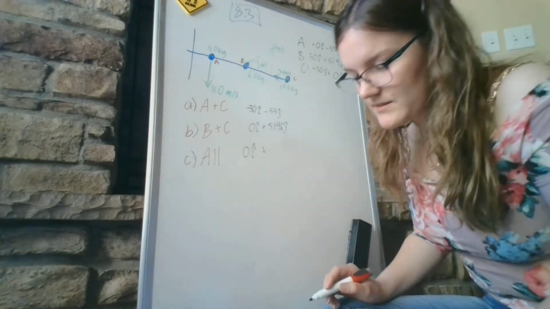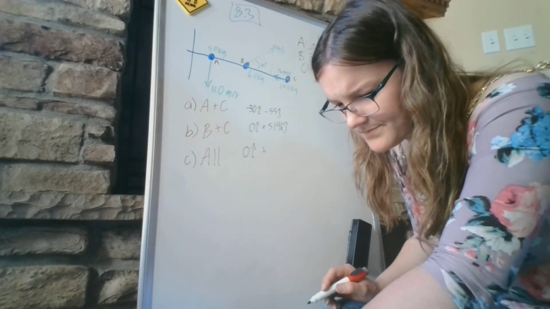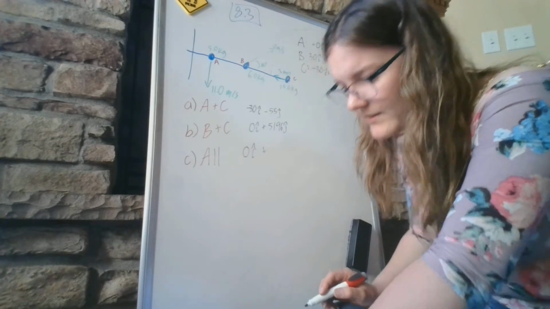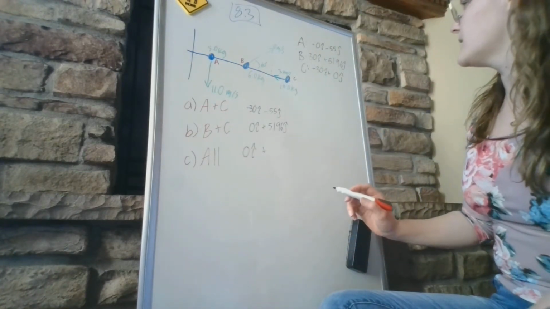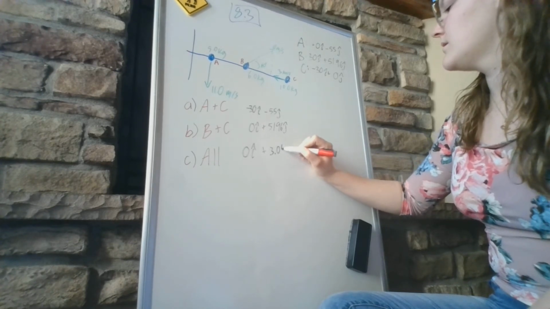So I believe that's 3, let's see. I don't have my calculator with me, but it's going to be 3.04J.